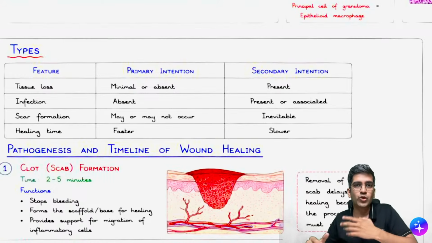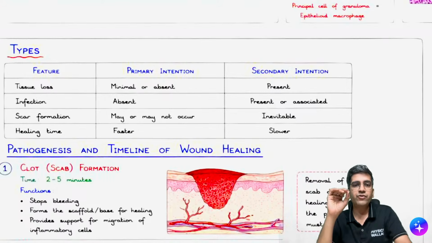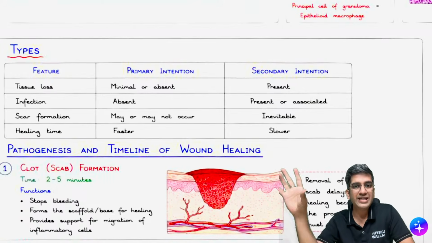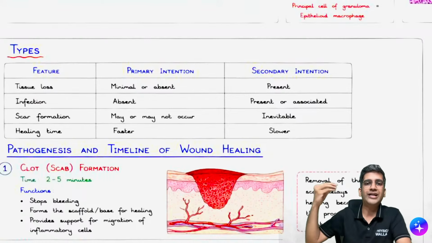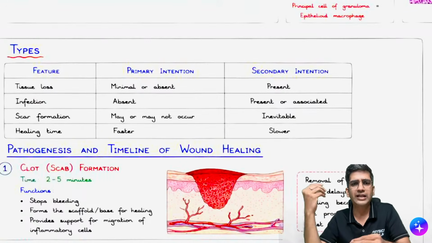An open wound. You have a fracture, an open fracture with infection, will heal by secondary intention. Scar formation may be optional in primary, but will definitely be present, inevitable, and big in secondary intention. Obviously, time is more because here I have to create more lost tissue, so automatically it'll take some time.